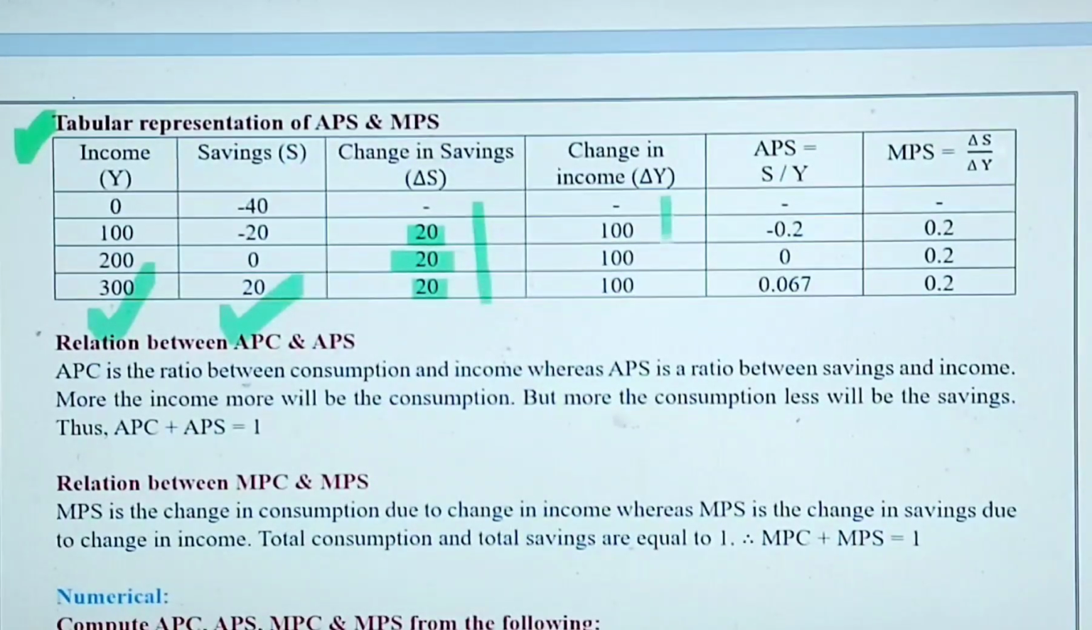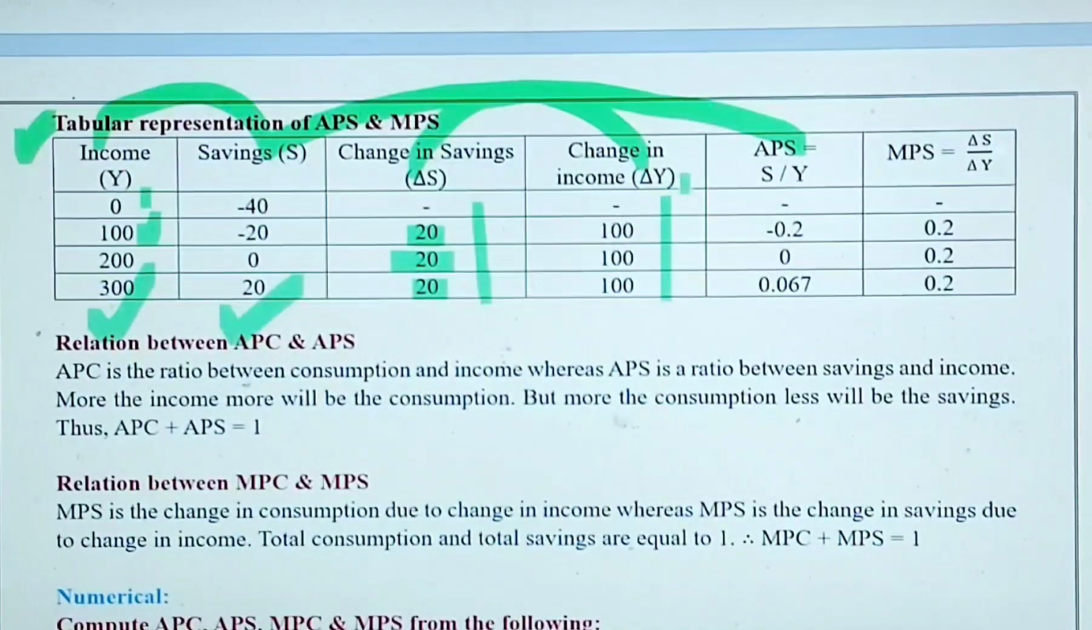Like that, we can find the change in income by subtracting the preceding value from the succeeding one. To calculate APS, we divide savings by income. By dividing this, we get the average propensity to save, APS. And to calculate MPS, we divide the change in savings by the change in income, so delta S by delta Y, and you will get all these figures. So it is very simple here.